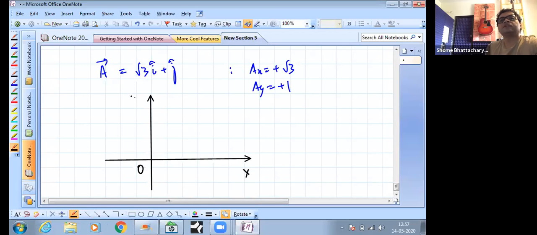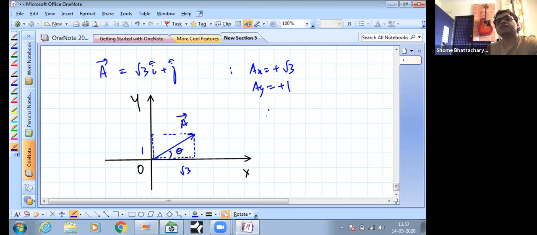So my vector E has to have a positive x component of root 3 and a positive y component of 1. So if you just understand this rectangle, it has to be the diagonal of this rectangle. This has to be the vector E, and this is the angle we are talking about.